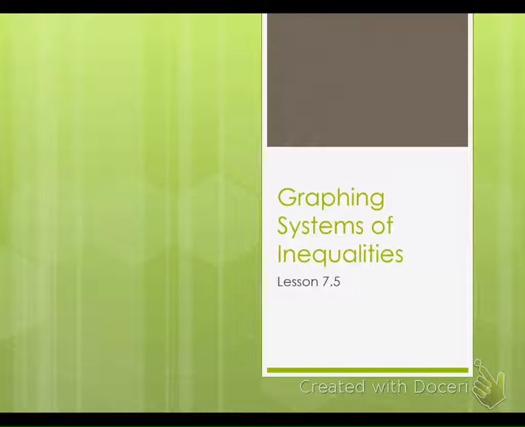So you're still going to have to worry about if the line should be dotted or solid, or I should say dashed or solid. You're still going to have to worry about the shading, but now we're going to be looking for the solution to the system of inequalities. So think about it. What do you think the solution to a system of inequalities is if we're graphing two inequalities on the graph and we're shading both? Yeah, Kennedy.